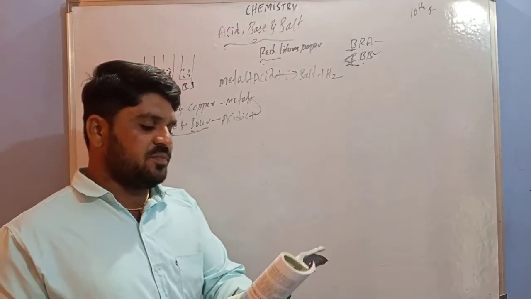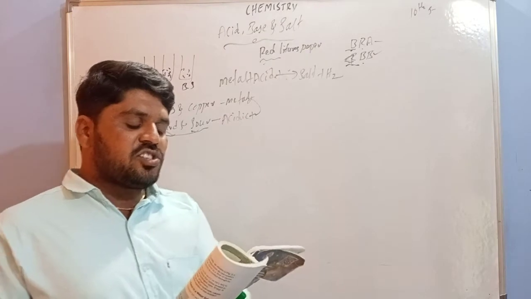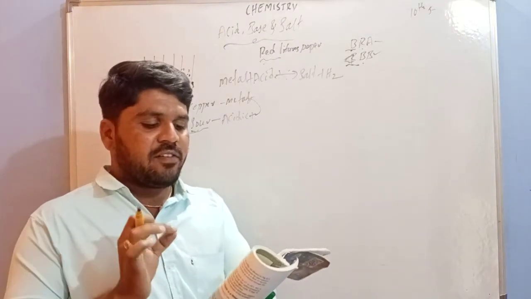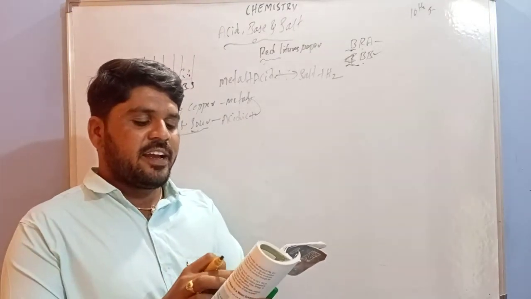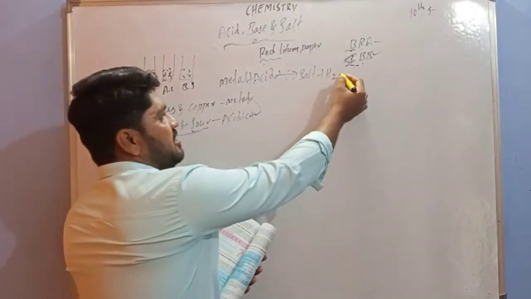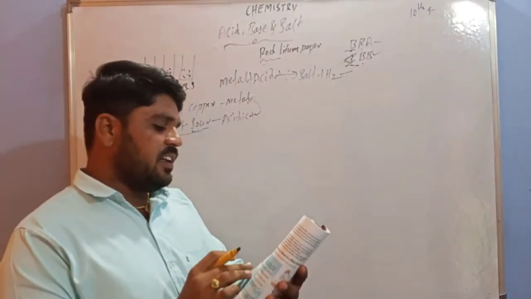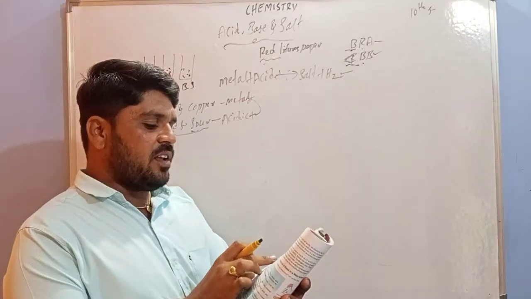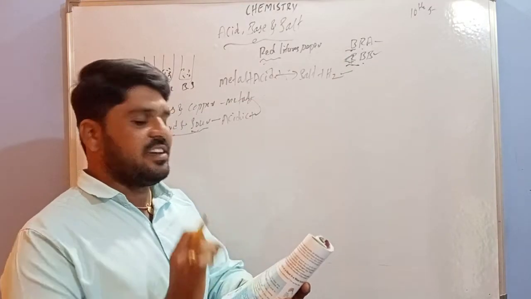The next question: which gas is usually liberated when an acid reacts with a metal? I already discussed this, the same point. Illustrate with an example. How will you test the presence of this gas?